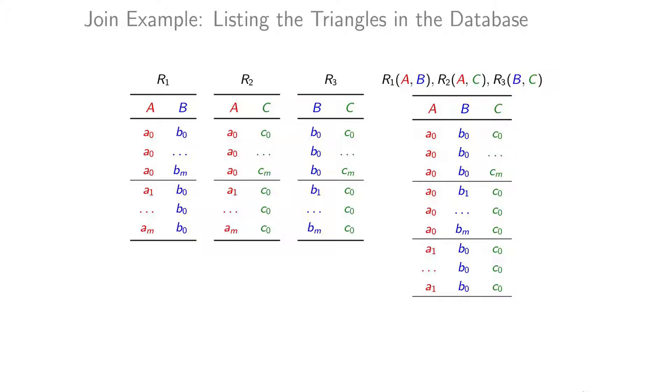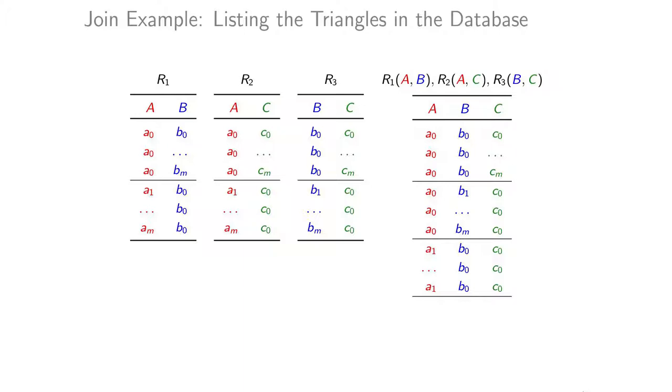So if we want to compute the result here, what do we do? We say A0, B0, A0, C0, so they match on A0. And now we search whether B0, C0 also appears in this relation R3. And it does, so we have A0, B0, C0 appearing in the result. So we do all these things.